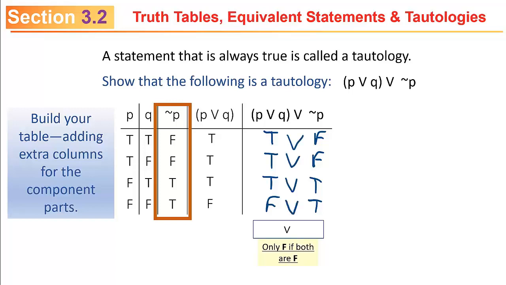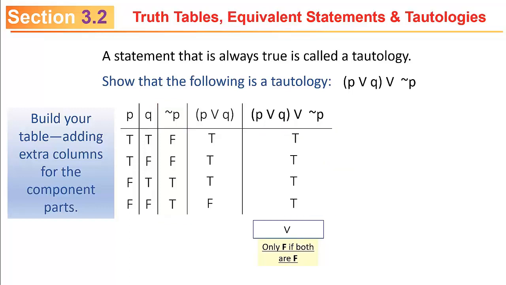So we're doing or again, and an or is only false if they're both false. If you look through there, there is absolutely no place where they're both false. So that means they're all true. Hence the name tautology. And a tautology is a logical statement that's always true.